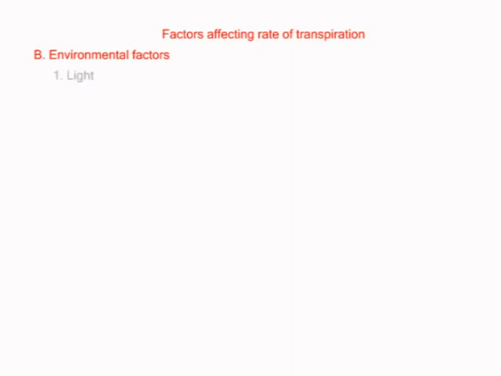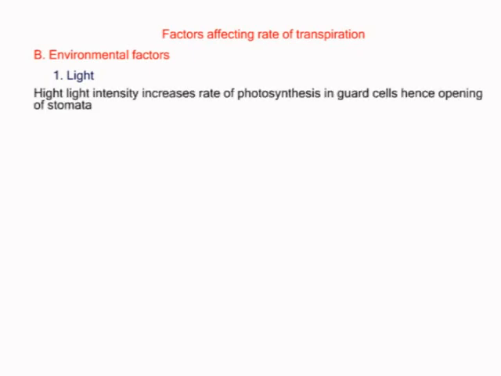The next category of factors is the environmental factors, and the first one is light. Light is instrumental in photosynthesis. Photosynthesis occurs in the presence of light, and a higher light intensity increases the rate of photosynthesis in the guard cells. Now, this results in the opening of stomata and hence a higher rate of transpiration, leading to loss of more water to the surrounding epidermal cells.